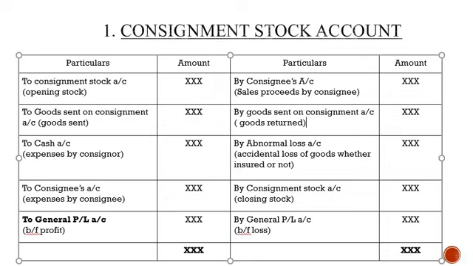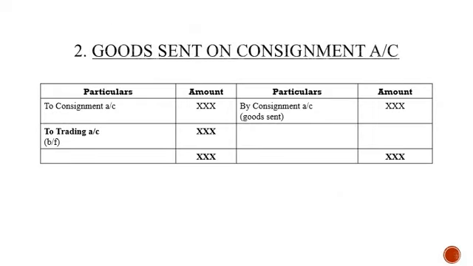Next account that we are going to study is the goods sent on consignment account. Now here in the goods sent on consignment account, again there are two sides, that is the debit and the credit. This is basically like the sales account that we prepare, and it tells you what is the balance to be transferred to the trading account at the end.